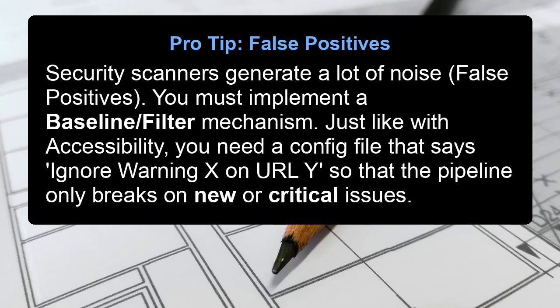Pro tip: false positives. Security scanners generate a lot of noise, false positives. You must implement a baseline or filter mechanism. Just like with accessibility, you need a config file that says ignore this warning on this URL, so that the pipeline only breaks on new or critical issues.